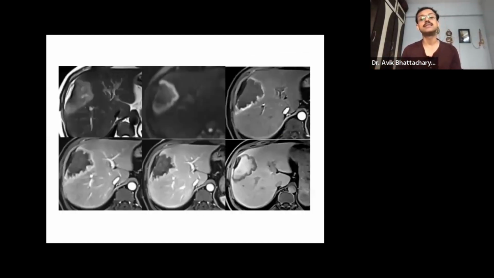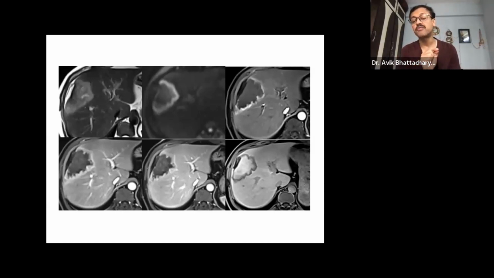Similarly, this is another case showing a lesion. I'm sure you can appreciate the lesion. In the upper three sections, first is the T2 weighted image. It is a peripherally situated lesion showing irregular peripheral margin. You see the traction of the overlying capsule of the liver, suggesting a fibrotic nature of the lesion. And if you see the diffusion weighted image, second picture, upper row, it is peripheral diffusion restriction.